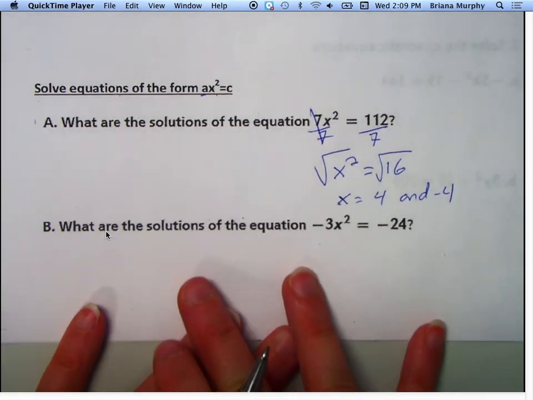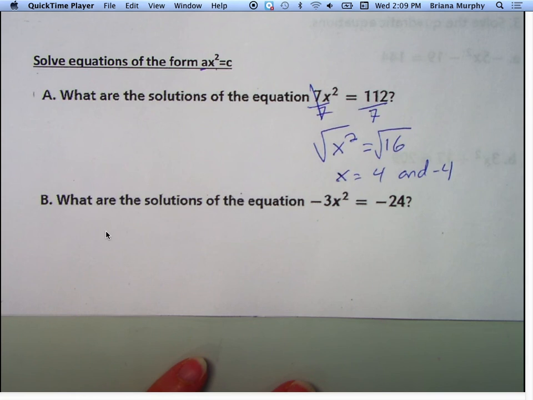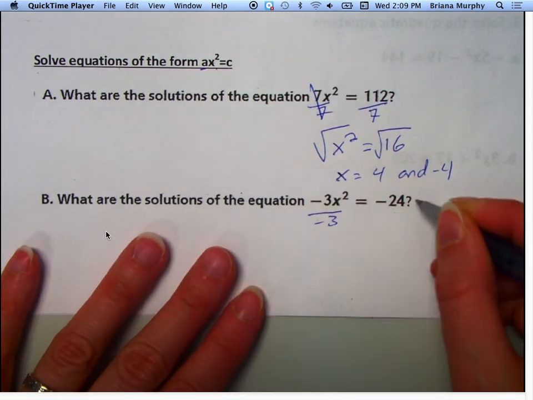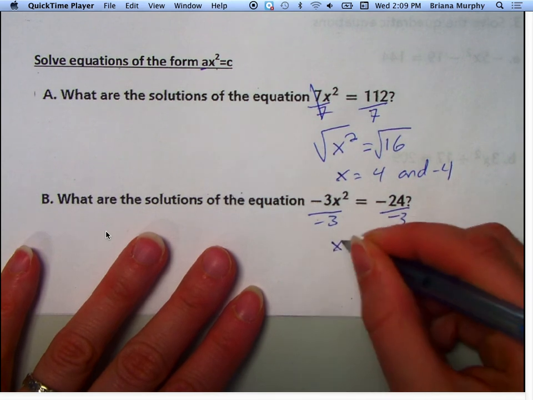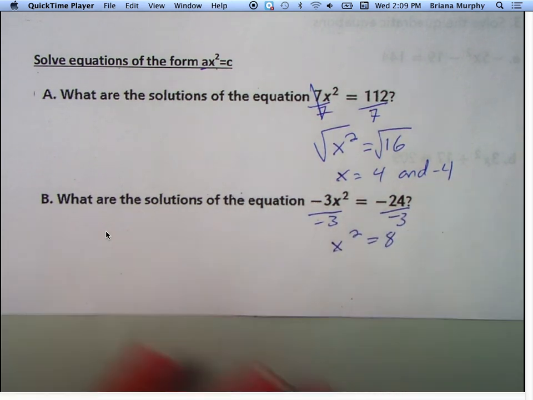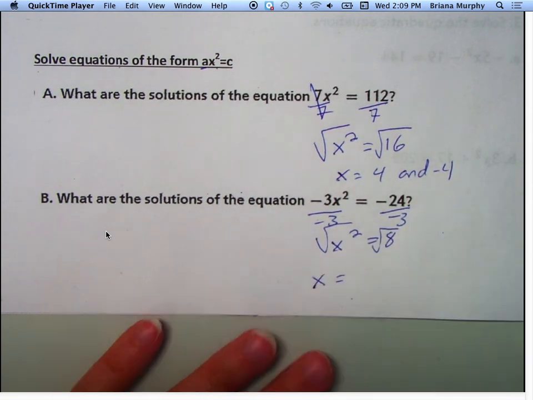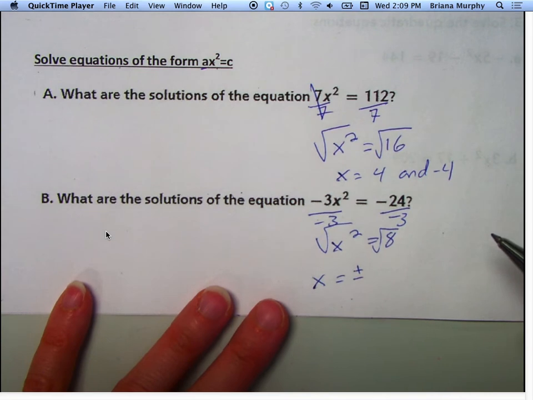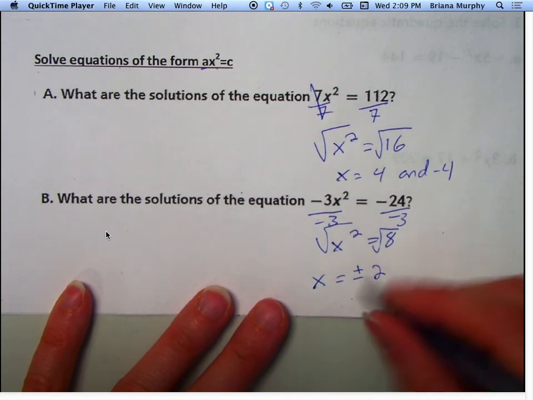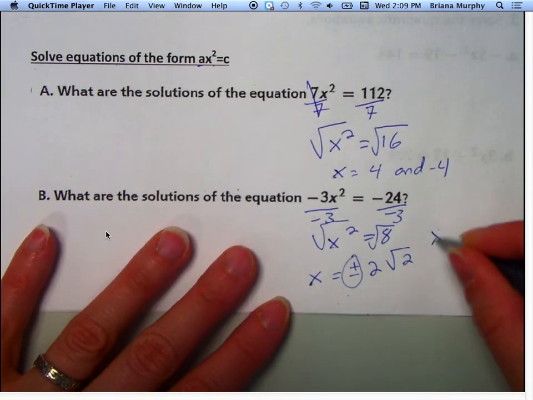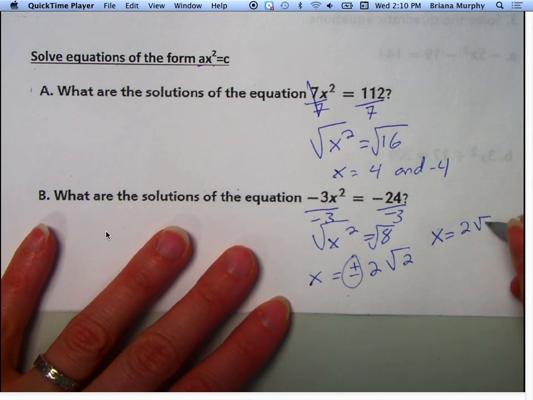Okay. So Caleb, when I see this, I might think, hey, this has no real solution. But remember, I have to divide by a negative number first, which will turn into, so I get x squared equals 8. And then I'm going to square root both sides. What's the biggest perfect square that goes into 8? 4. And what's the square root of 4? 2. So it's plus or minus 2 square root 2. That's a plus or minus sign, so I don't have to write it twice. I could write x equals 2 square root 2 and x equals negative 2 square root 2.